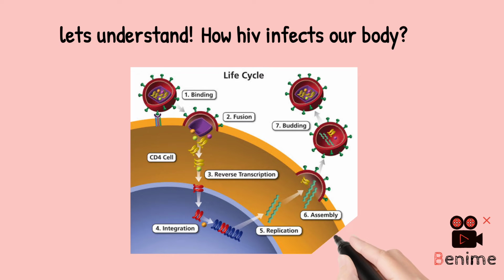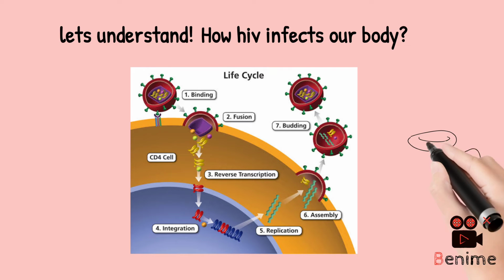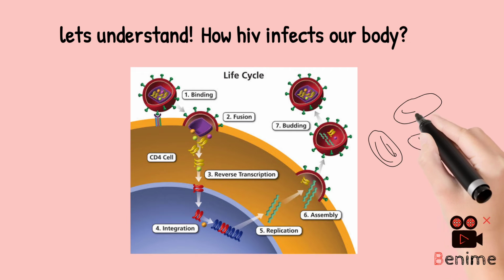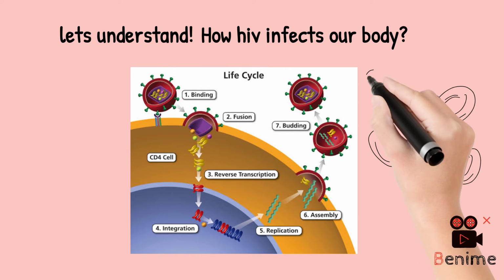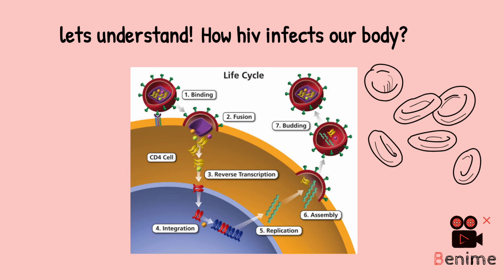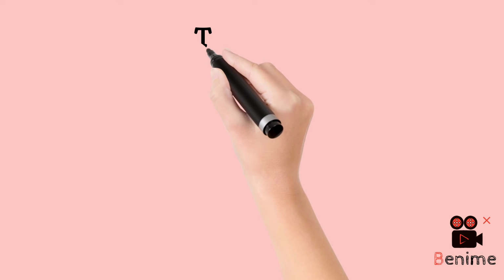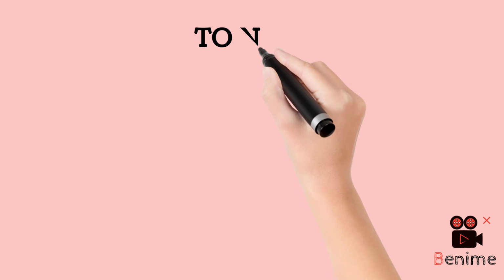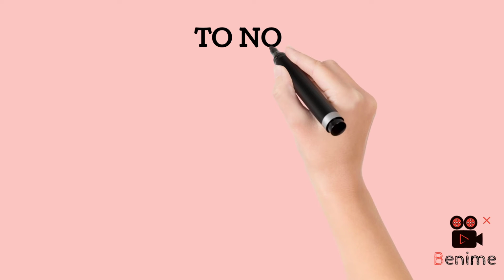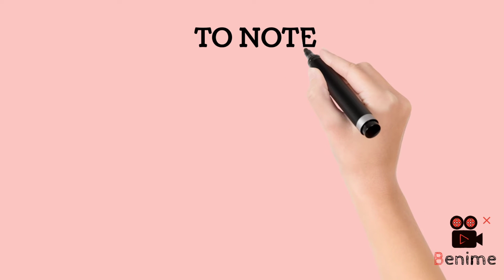HIV proteins and RNA move to the surface of the cell and are assembled into immature HIV. And then budding, the last and final stage. This immature HIV is pushed out of the cell, and protease activates the immature virus into mature infectious HIV, and that's how it spreads all over the body. It should be noted that not all HIV will cause AIDS. If it is diagnosed in the first stage itself, AIDS can be prevented.